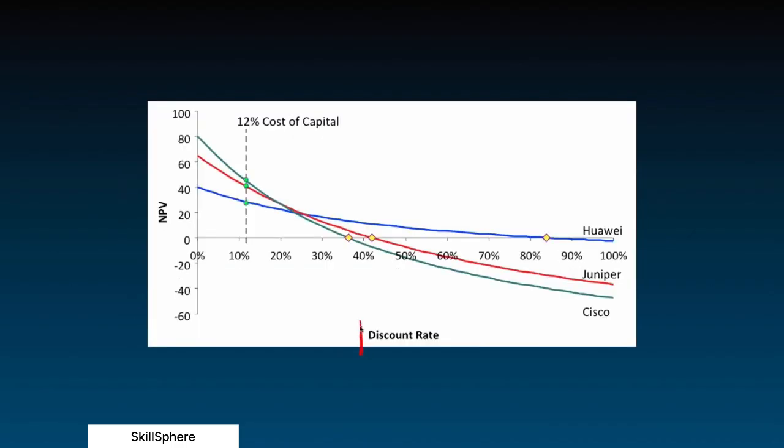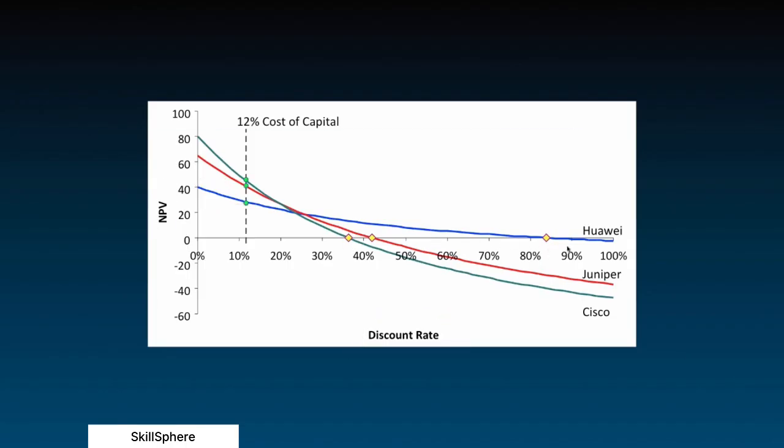I've got the discount rate. We've seen a picture like this before. I've got the discount rate on the horizontal axis, and I've got NPV on the vertical axis. And each line graphs the relation between NPV as a function of the discount rate. So at our cost of capital here, if we go up to each line, we can see the NPVs of each of the bids. And quite clearly, the Cisco bid on the green line is better than the Juniper bid on the red line, which is better than the Huawei bid, which is on the blue line.